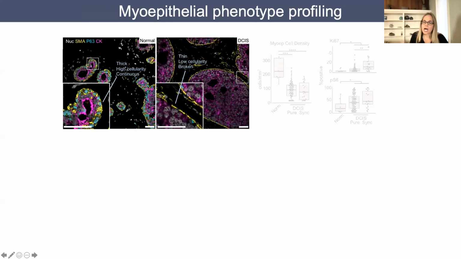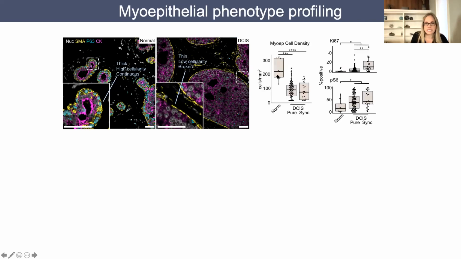Now, beyond looking at the cellular features of DCIS, there's a whole array of additional biology that can be unpacked using this technology. And so in particular, MIBI allows us to look at the myoepithelial morphology and phenotype. And you can see here that in normal breast tissue, the myoepithelium is quite thick, but in DCIS, this becomes very thinned and far less cellularly dense. And you can actually quantify the density of these myoepithelial cells.